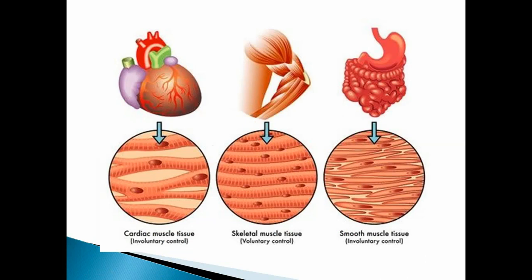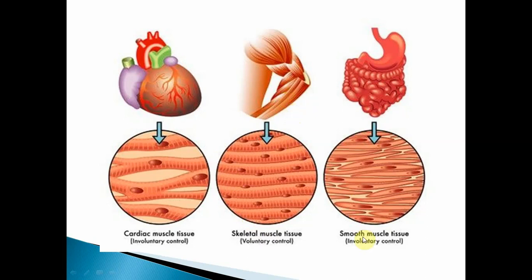Next, here you see the details where they are present. Cardiac muscles are exclusively present in the heart, in the walls of the heart. Skeletal muscles, or voluntary muscles, are present all over the body, connected to the bones of the skeletal system of the body, and they move according to our will.